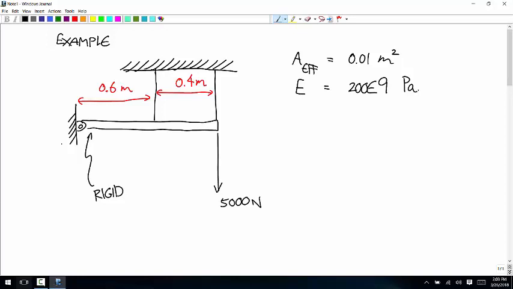And we want to know what are the tensions in the cables.